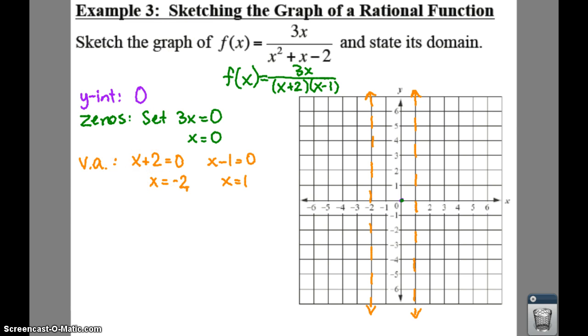Now we need to find our horizontal asymptote.